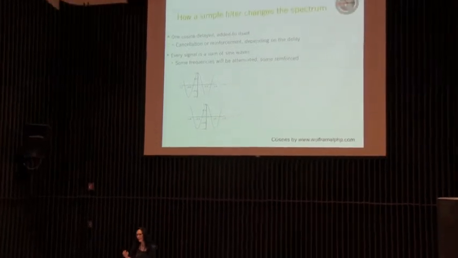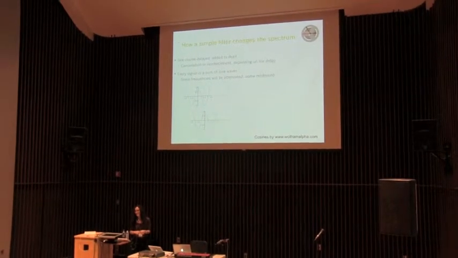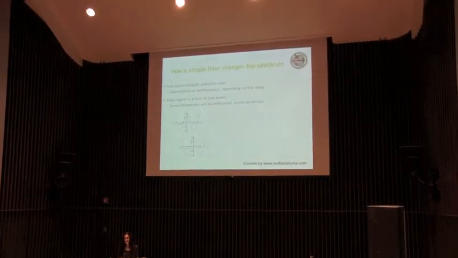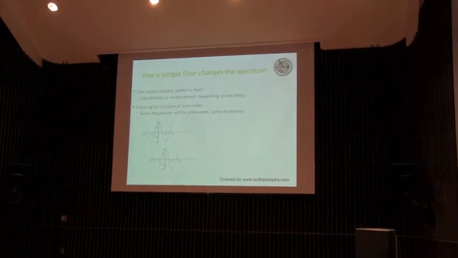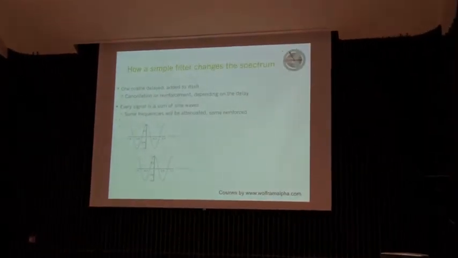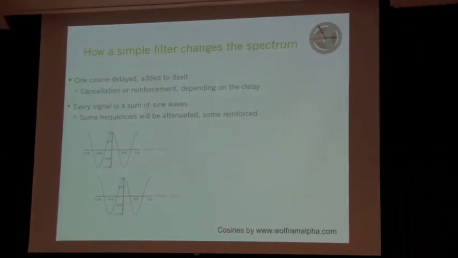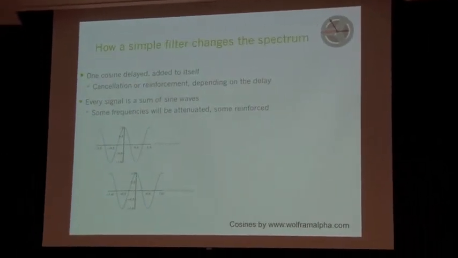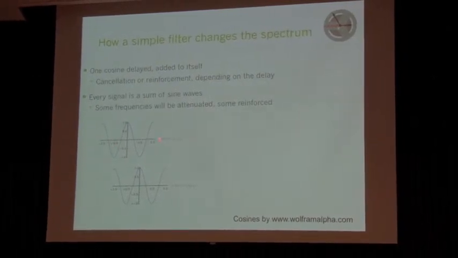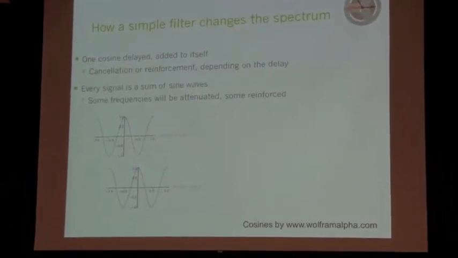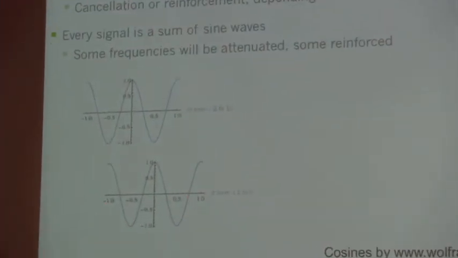And so you might say, what? That's just an echo, that's not a filter. Because everybody knows a filter is going to change the spectrum of the sound. So to convince ourselves that it really is a filter, we could look at a simple case. Let's say that we had just a sine wave or cosine coming in, and it's delayed.